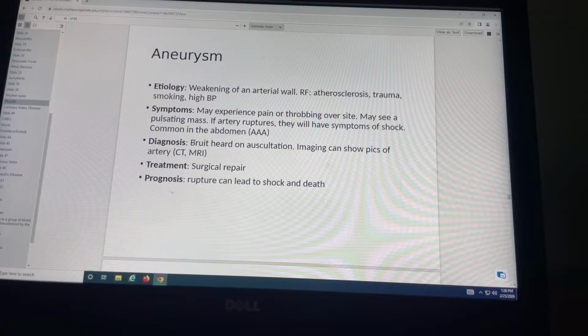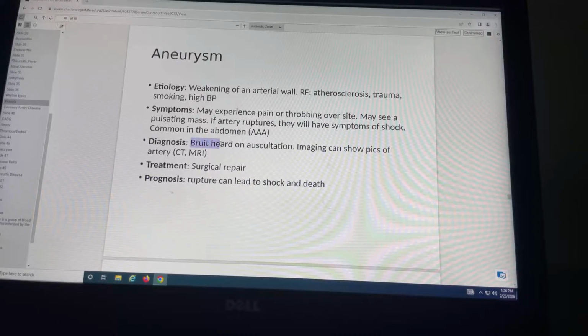Diagnostic wise, they'll just do imaging. They can do a CT scan, ultrasound, or MRI to see that aneurysm. Especially if one's in the brain, they're not going to be able to see it like you would in the abdomen, because the skull is in the way. So you wouldn't be able to see that pulsatingness like you can in the abdomen.